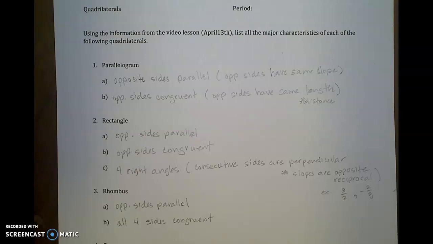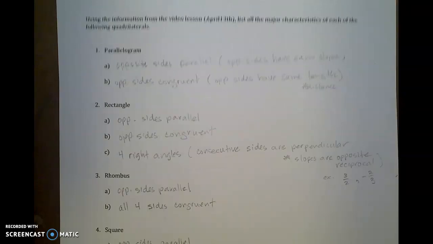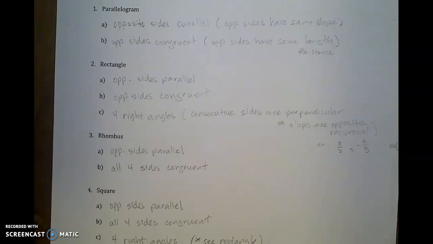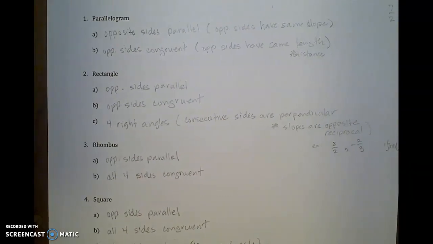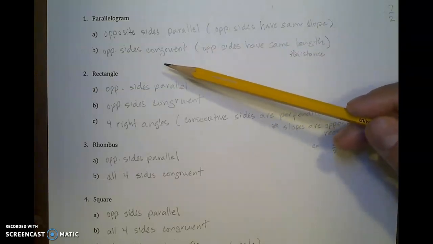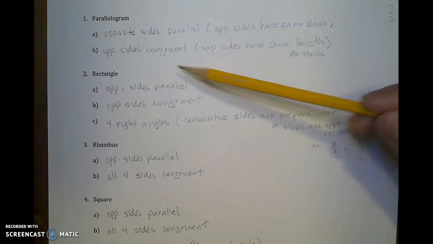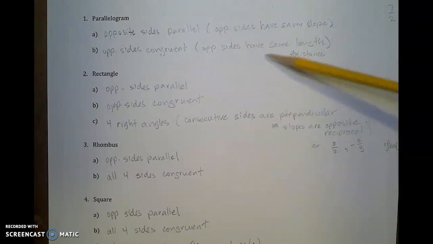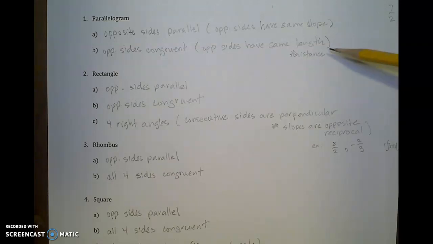So here for parallelogram, we have opposite sides are parallel, meaning the opposite sides are going to have the same slope. And what parallel means is same slope. For a parallelogram, the opposite sides are congruent. Remember, the word congruent means the same, so the opposite sides have the same length. And I'm going to put a little notation here that when we talk about length, we're talking about the distance from corner to corner. And so here are the characteristics of a parallelogram.